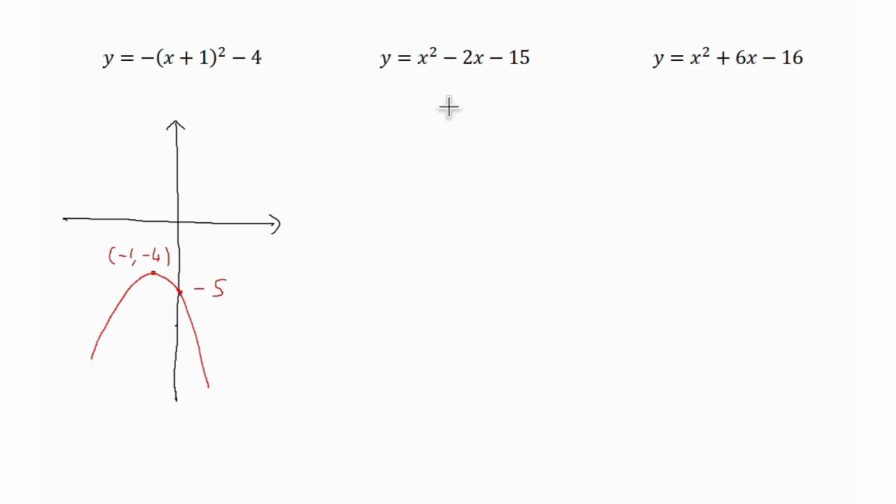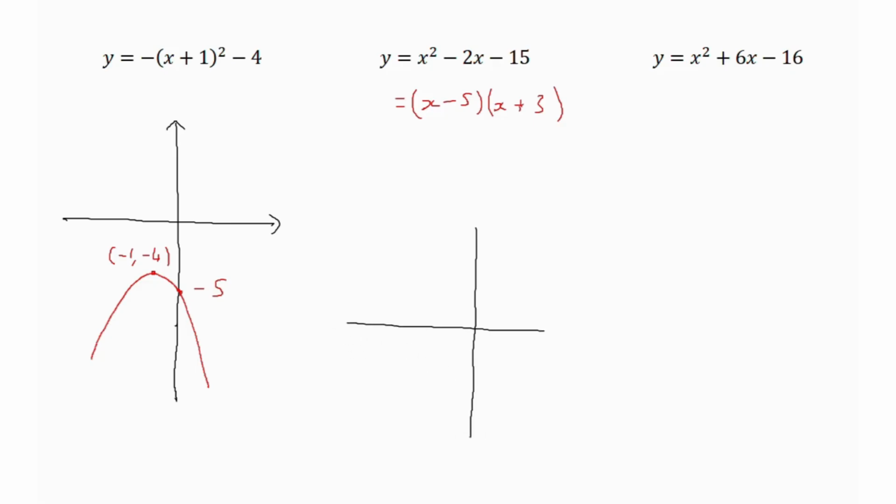For this one, we first of all need to factorize or complete the square. Can we factorize it? Let's think. Two numbers that multiply to make -15 would be -5 and 3. Does that work to give us the -2? Yes, it does. Because -5 plus 3 gives us the -2. So factorized, it would look like this.